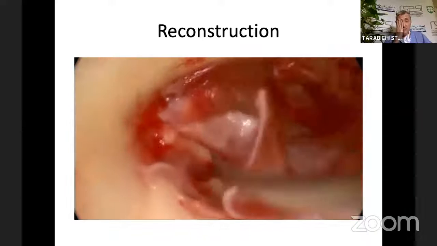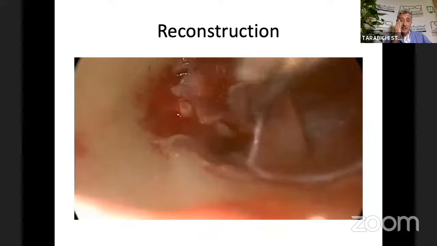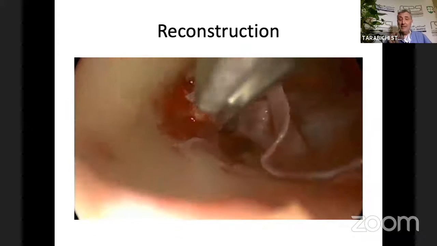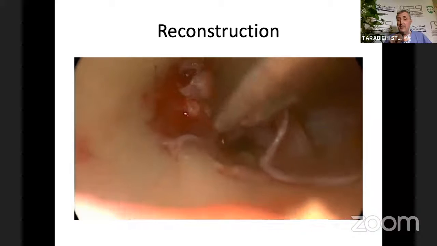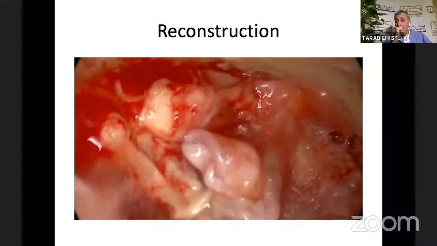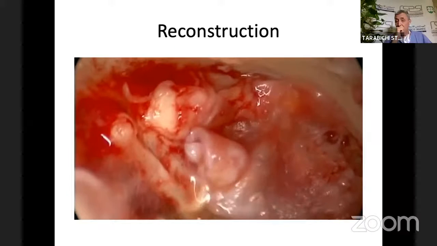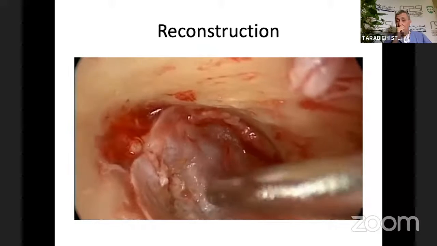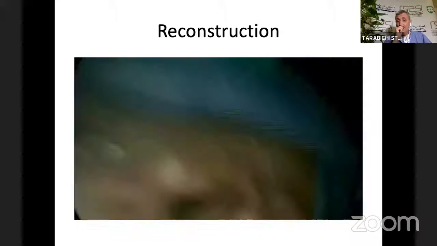But the pericardium is a lateral graft. I have to say that I stopped tucking it under the handle of the malleus, and I'm not really seeing a huge advantage to that. I'm not having any lateralization or anything like that. But this is sort of done the old way.